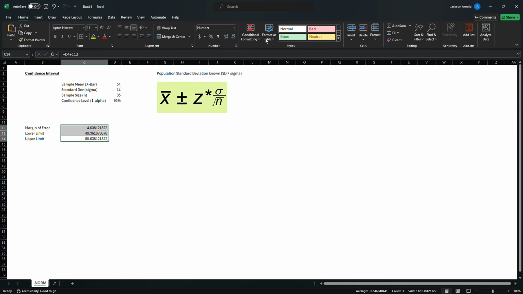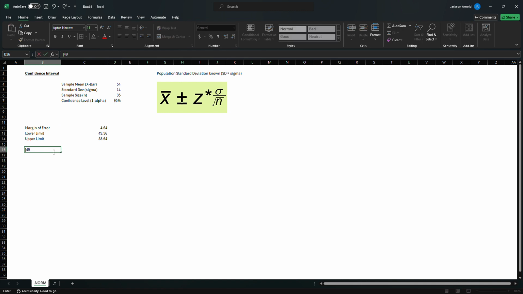Ooh, wrong way. There, makes it a bit cleaner. Okay, and so that's a cool way to see it. If we want to put that into brackets, we can do bracket 49.36, comma, 58.64, bracket. But then if we change anything up here, say sample size is 100, then our physically inputted brackets aren't going to change.